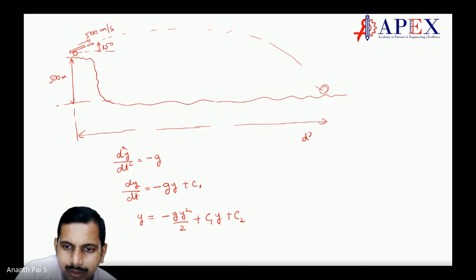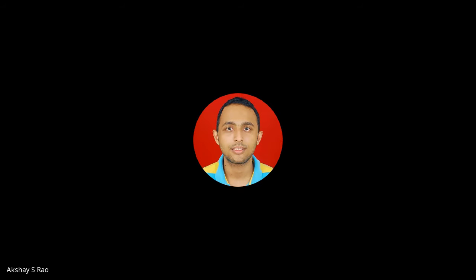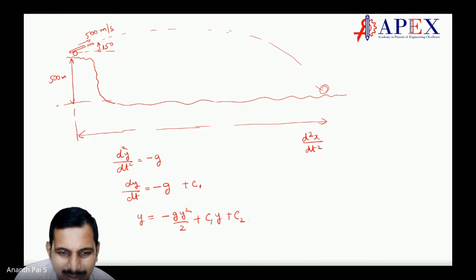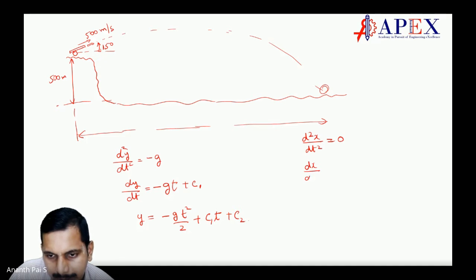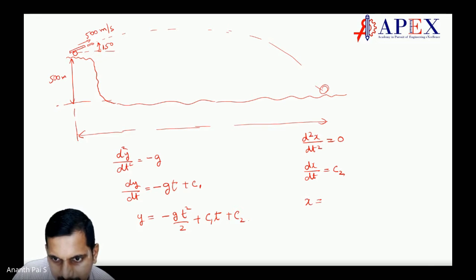Similar way, another equation we have, d²x/dt² is equal to 0. It implies dx/dt is equal to some constant, c3. Then you have x is equal to c3 into t plus c4. I'm very sorry, this is t.